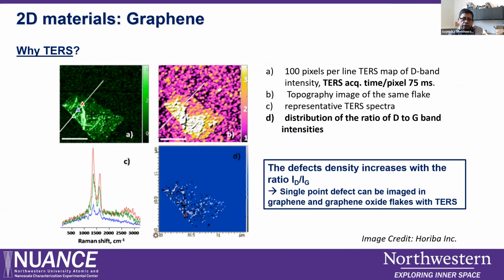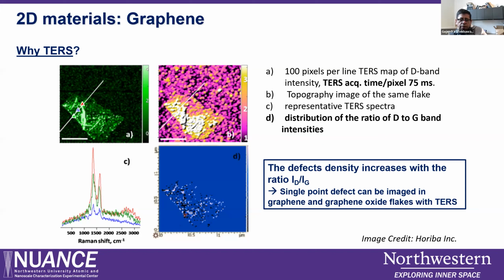I'll just touch base on a few of the applications here, like 2D materials. Why do we need to use TERS? Because we need to identify both the defect density and the resolution these types of 2D materials require. On the left side is a TERS map of D bands, on the right side is the topography, and the lower left is the spectrum and also the distribution of the defect densities, at the bottom right.